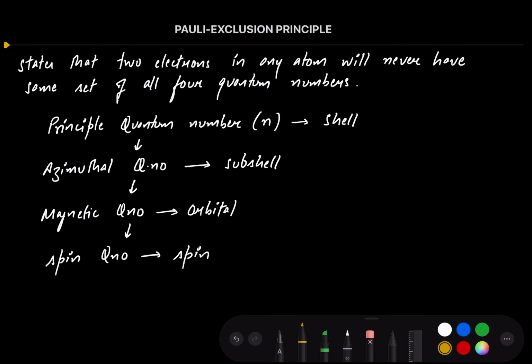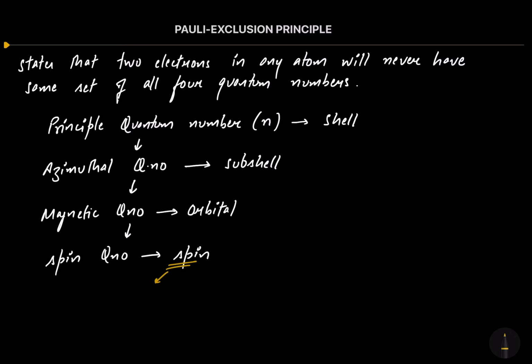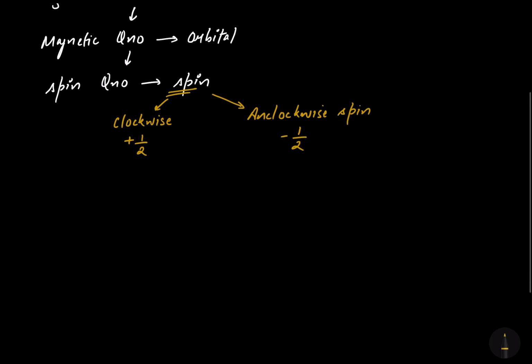The spin of electron can be clockwise. So the clockwise spin of any electron is represented by +1/2 value of spin quantum number, and other is anti-clockwise spin, which is signified by -1/2 value of spin quantum number. So now let's take different cases. I'm talking about firstly case number 1. Let us prove Pauli-exclusion principle.